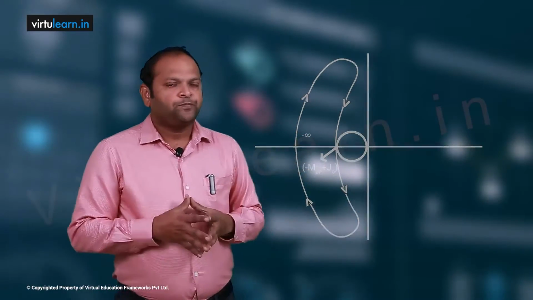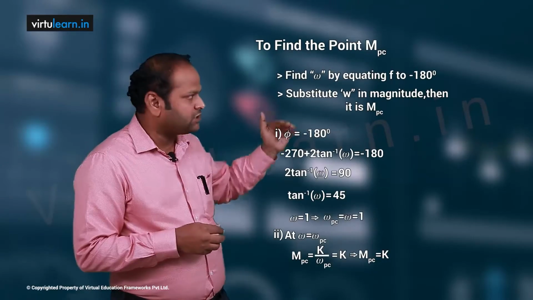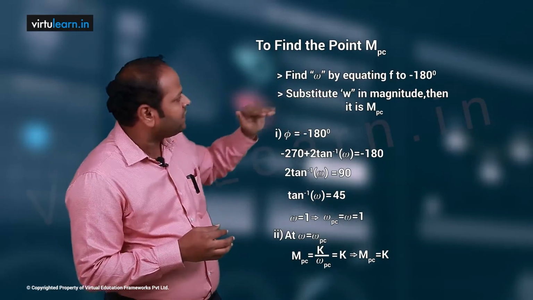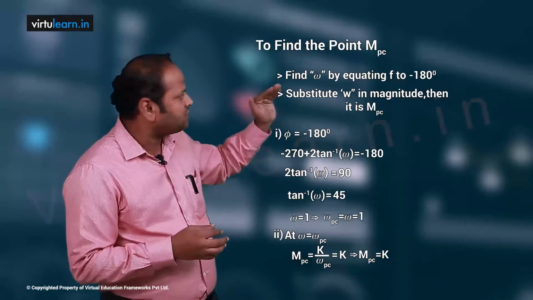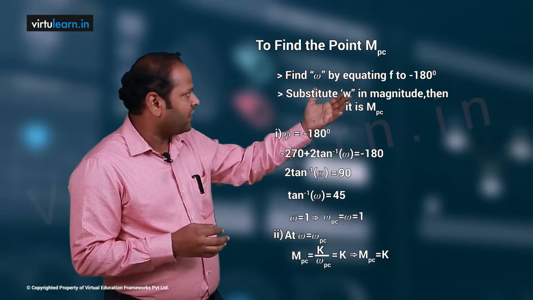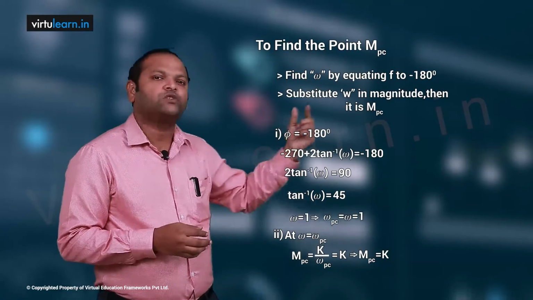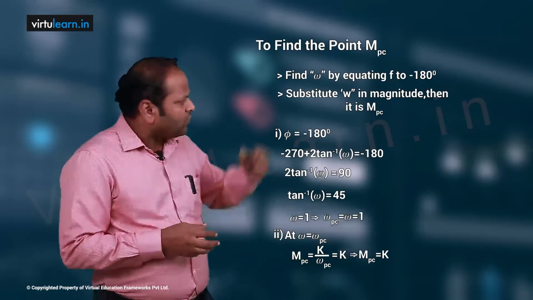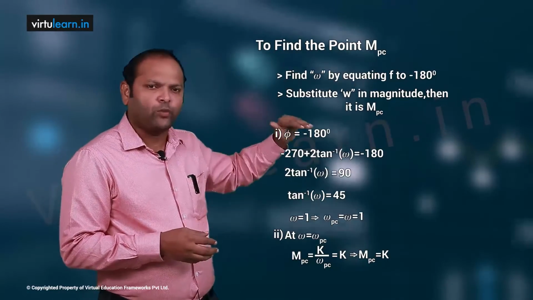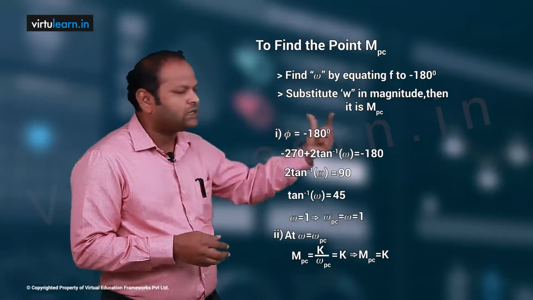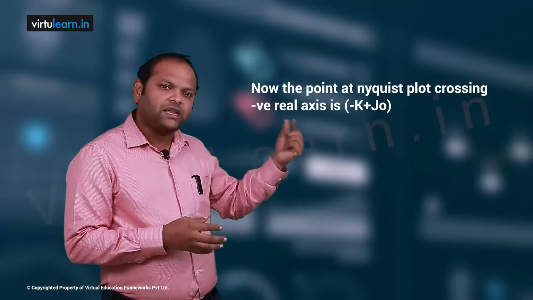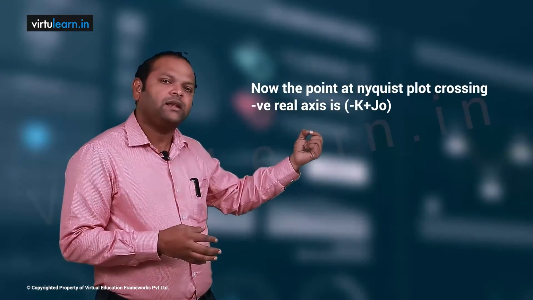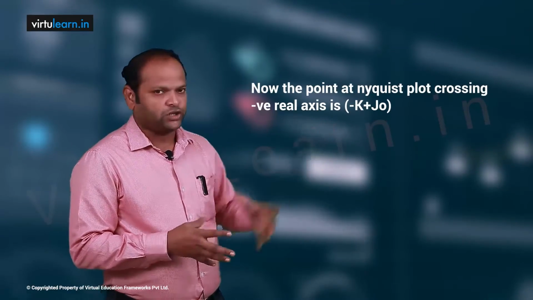To do that, equate the phase angle expression to minus 180 degrees. So when you equate the phase angle to minus 180 degrees, it is very clear now. Minus 270 plus 2 tan inverse omega is minus 180. When you solve it, you will get the omega value as 1. So omega PC is 1 radian per second. Then what is the magnitude? We know the magnitude is K by omega, and omega is 1, so MPC is equal to K. So when MPC is K, what is the intersection point? The intersecting point is nothing but minus K plus j0.